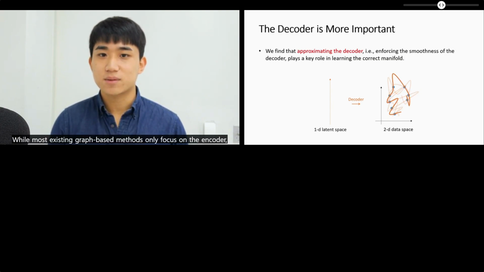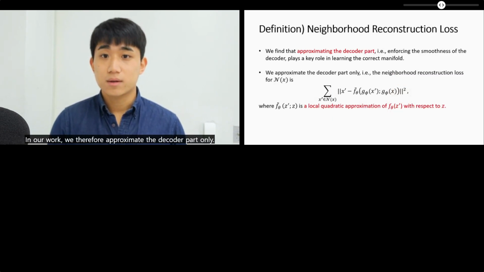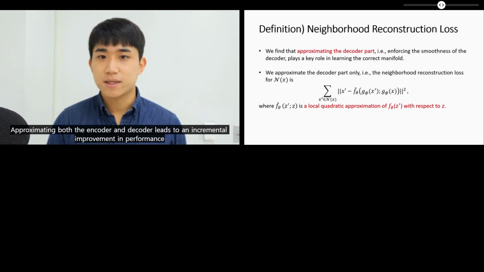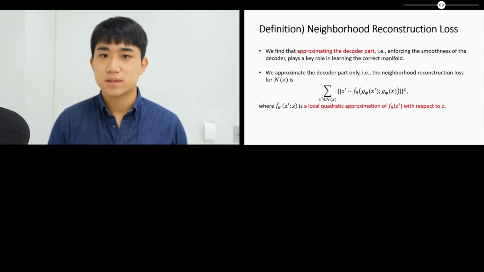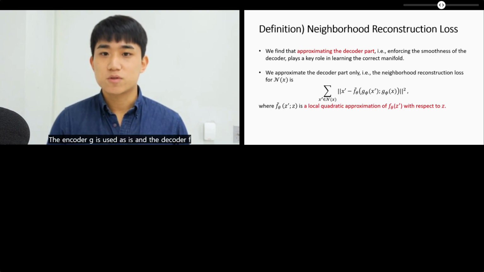While most existing graph-based methods only focus on the encoder, to successfully learn a correct manifold, taking the decoder into consideration is actually more important than just focusing on the encoder. In our work, we therefore approximate the decoder part only. Approximating both the encoder and decoder leads to an incremental improvement in performance, while significantly increasing the computational burden. The encoder G is used as is, and the decoder F is locally approximated at G of x.